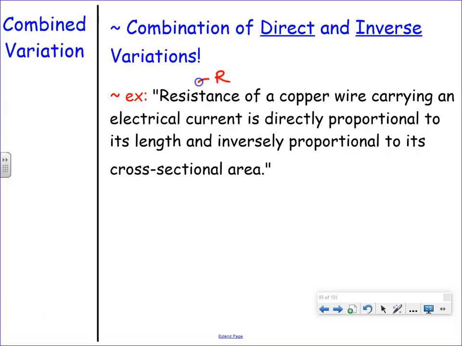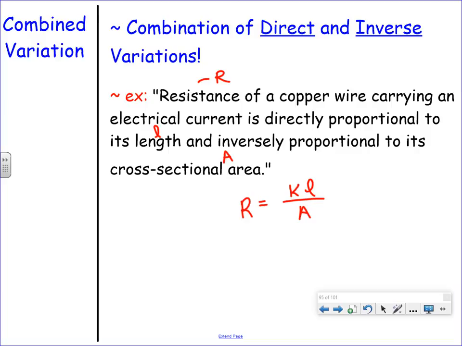Resistance, I don't know, R. Of a copper wire carrying an electrical current is, now guys, this wording is great for the actual problem, but for you writing down a problem, just say resistance is, you don't have to write all the rest. Make it short and sweet. Directly proportional, directly prop, to, oh, I need a variable for length, right? L maybe? And inversely proportional to cross-sectional area, A. Okay, what's on the left? R. Directly proportional to, okay, K times L, and inversely proportional to, use the K twice. K times L and K over A. You can kind of have your constant just stay in that one little spot, and it'll have a direct relationship with one and an inverse relationship with another.